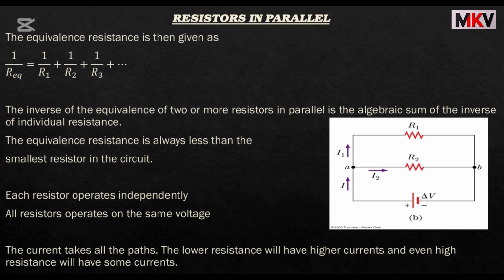So if you have a resistor with a high resistance, no matter the amount of resistance the resistor has, there will be some amount of current passing through the resistor.